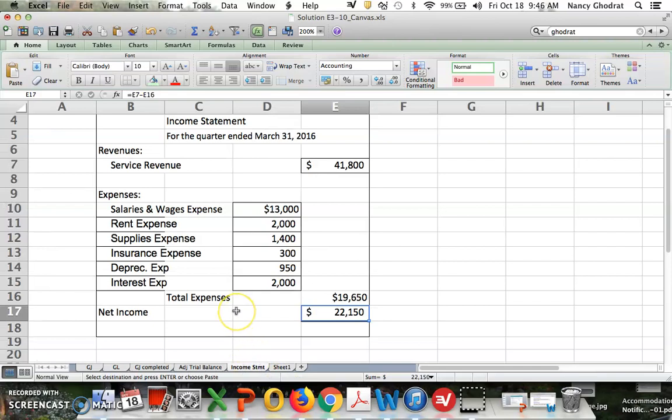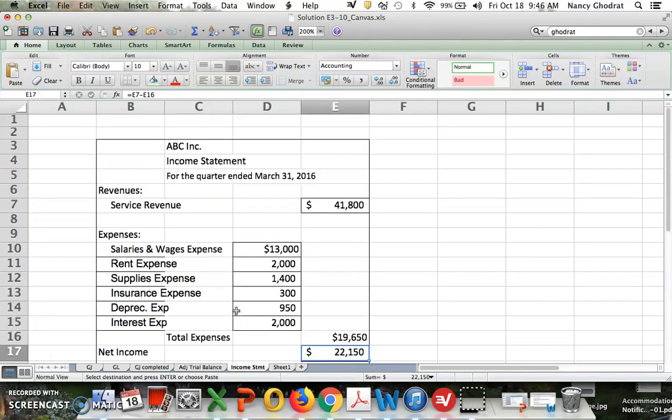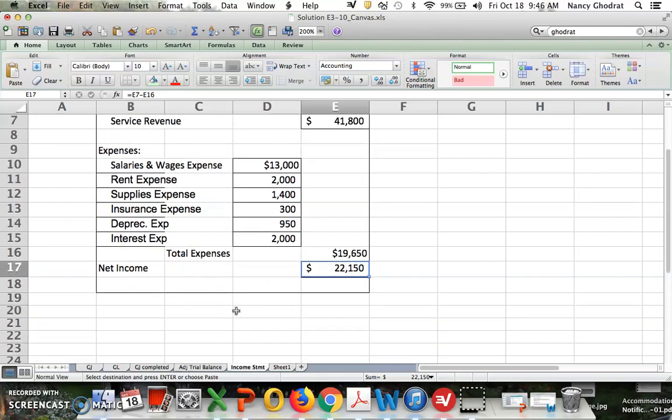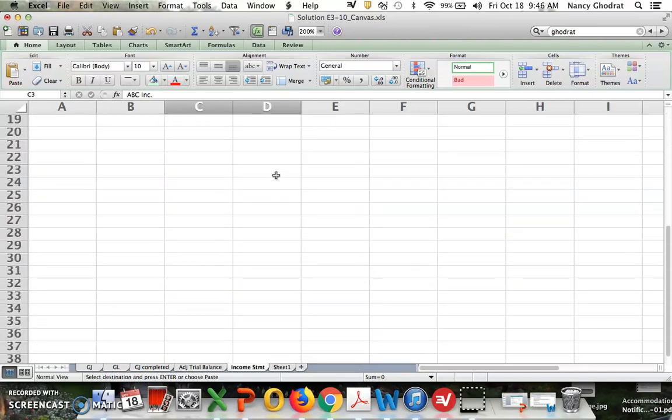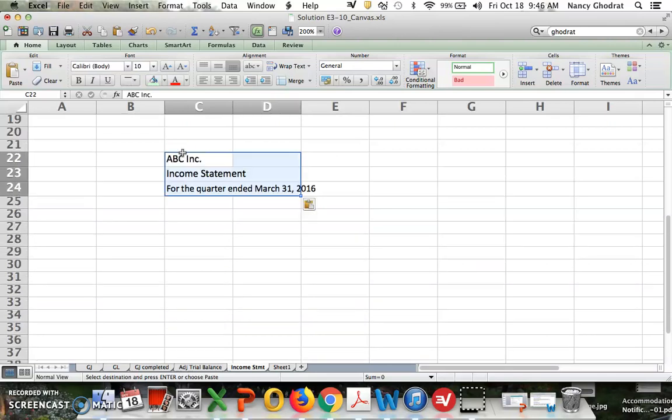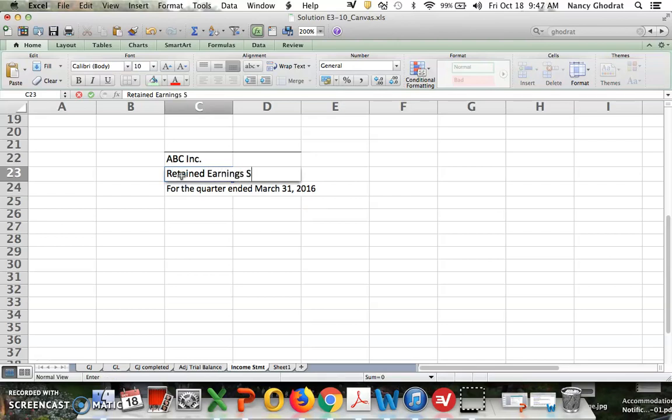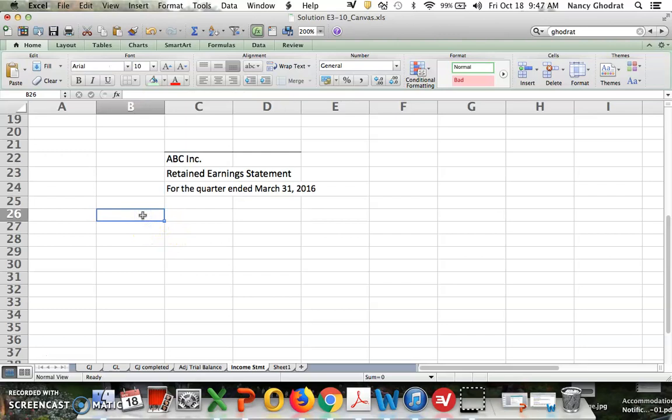So when we prepare the retained earnings statement, again, you're going to have a heading that says the name of the company, the name of the statement, in this case, retained earnings statement, or a statement of retained earnings. Both are correct, and it covers the quarter ended March 31st.